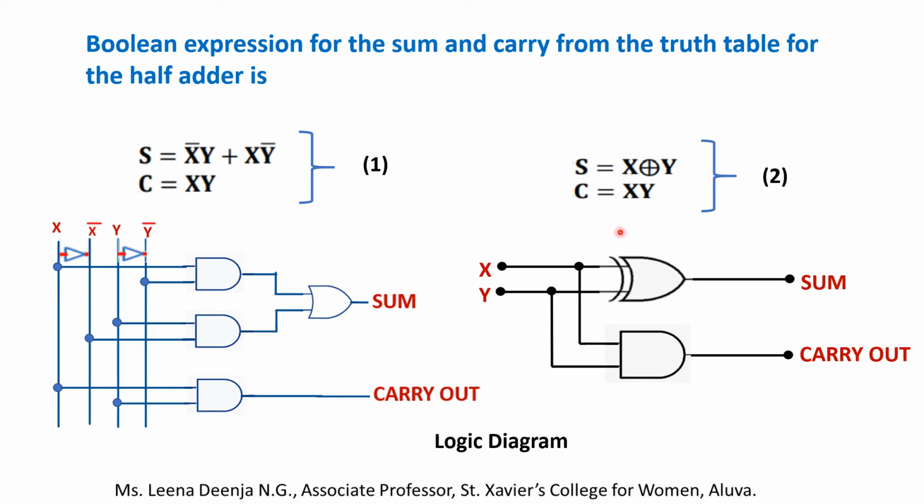Then another way of realization is using an exclusive OR gate. Here the inputs given are X and Y, then the output will be sum. And if the inputs are connected to an AND gate, then the output will be X and Y or XY, that is our carry output.